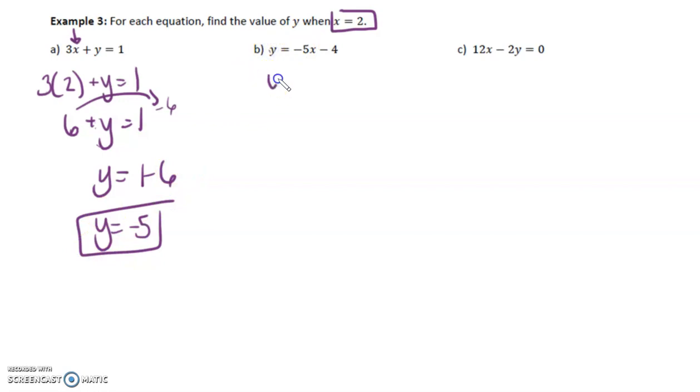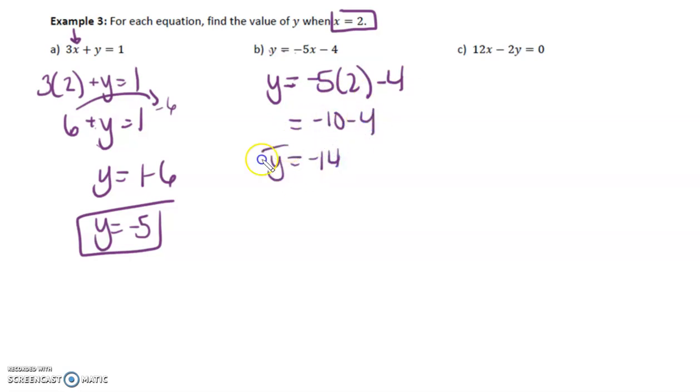Okay, b is a little bit easier because y is already isolated. So we can go ahead and put y equals negative 5, bracket 2 minus 4. So we'll get negative 10 minus 4, which is negative 14. If you put this in your calculator, watch that leading negative coefficient.